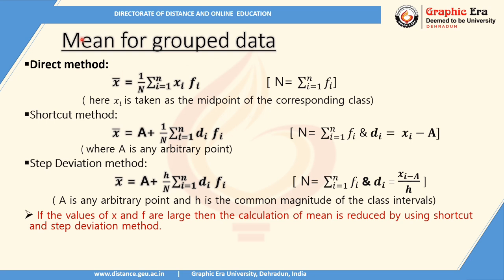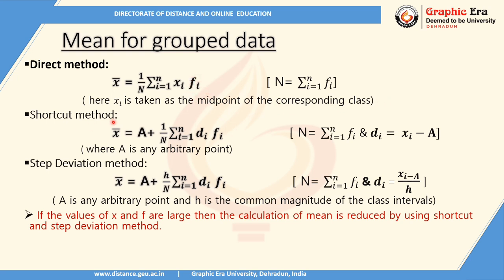So now moving on to the mean for grouped data. There are 3 methods to find the mean of grouped data. The first is the direct method, the second is the shortcut method, and the third is the step deviation method, or simply the deviation method. In the direct method, the formula which was taken in the previous slide represents the direct method. Here xi is taken as the midpoint of the corresponding class, right?